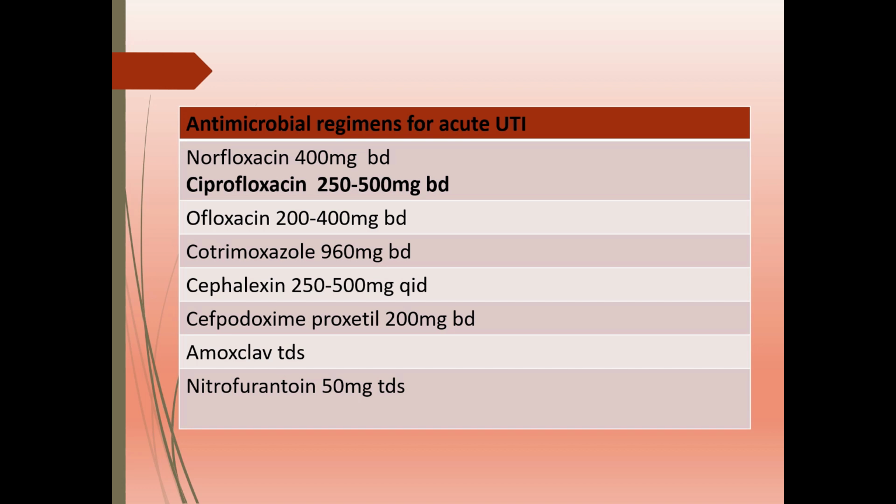Again, the patient may be advised to take it for 3 to 5 days. So this is the management for acute UTI. We can use either fluoroquinolones or Septron or cephalosporins or the penicillin group amoxicillin or the urinary antiseptic nitrofurantoin. So this is the management for acute UTI for a duration of 3 to 5 days.